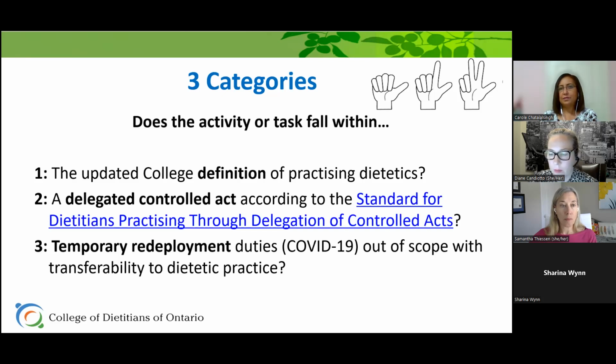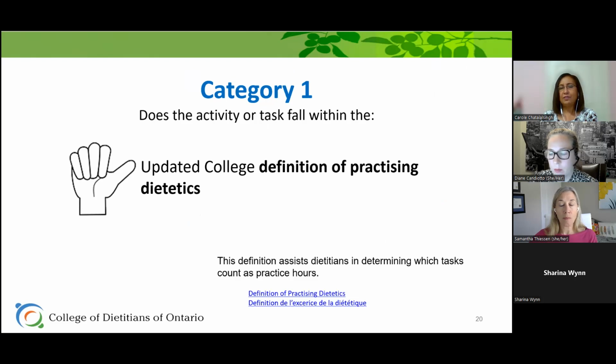Next slide, please. So let's look at the first category. Does the activity fall within the updated definition of practice in dietetics? Dietitians are expected to exercise reasonable professional judgment to determine if their practice hours are based on this definition of practice in dietetics. And this is sort of easy because if you are practicing dietetics, you know that you can count this as your currency hours.